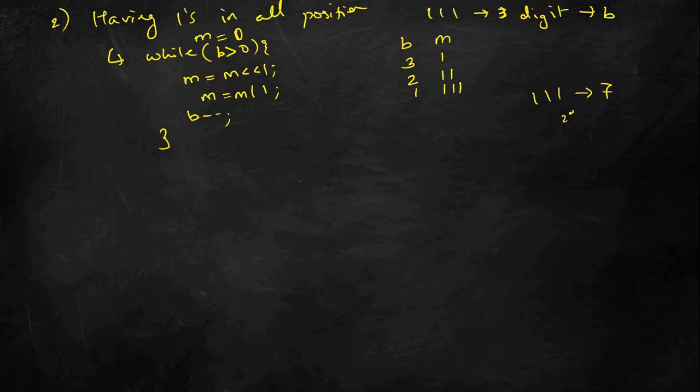1 into 2 raised to 0 plus 1 into 2 raised to 1 plus 1 into 2 raised to 2. So this is nothing but 1 plus 2 is 3, 3 plus 4 is 7, right. Now this is same as 8 minus 1, right. If I am having 4 times 1, this is 2 raised to 3, 2 raised to 3 is 8, 8 plus 7 is 15, which is nothing but 16 minus 1.